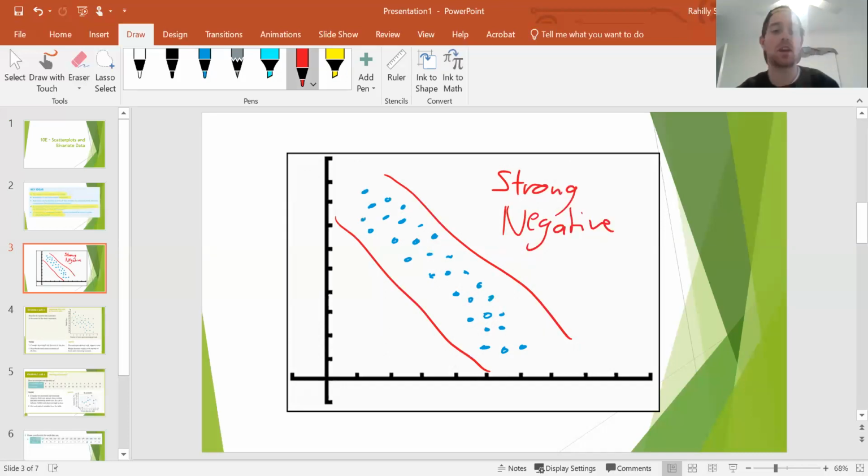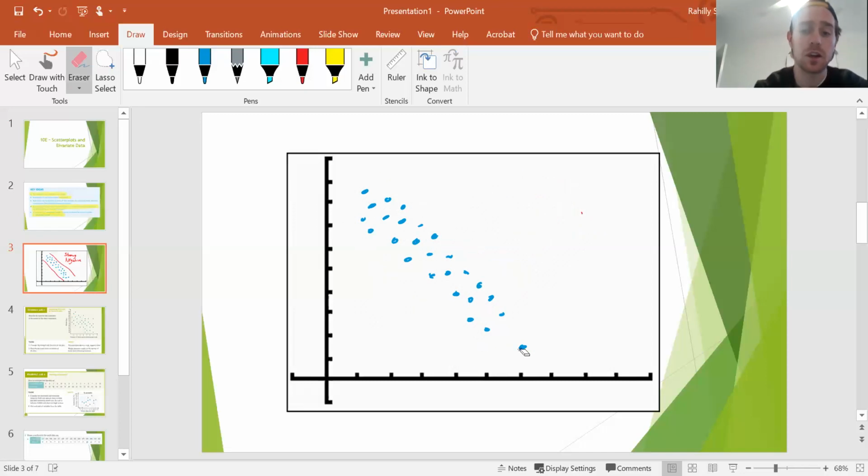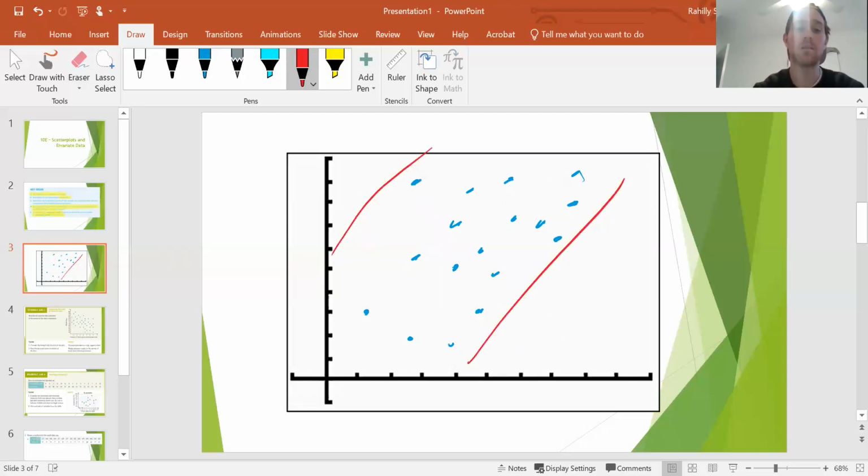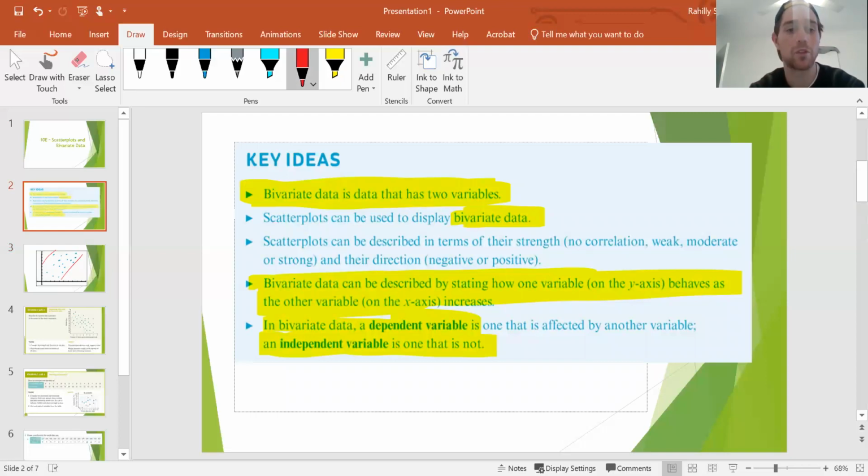Okay, so if it's really grouped together and you can quite clearly see that there is a trend going on, it's going to be strong. Okay, if we had data that was a little bit more spread out, but there's still a trend. Okay, something like this. So it's a little bit wider. It's not as easy to see, but it's still trending upwards. Okay, that'd be your moderate, so you've got your no correlation, weak, moderate, or strong.